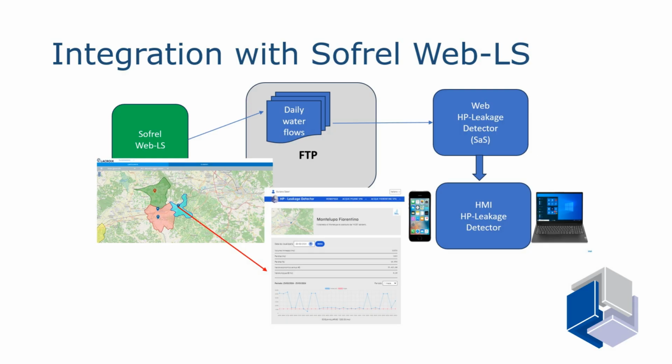Finally, we see in this figure, by way of example, an integration of the product with an external system, the Software as a Service WebLS by Locroix Sofrel. WebLS sends flow data to Web HP-Leakage Detector via CSV archives, which are sent via FTP to a network folder. The data are consulted by the WebLS user, through links, which are shown on the cartography, designed to call up the web page containing the data of the various districts.